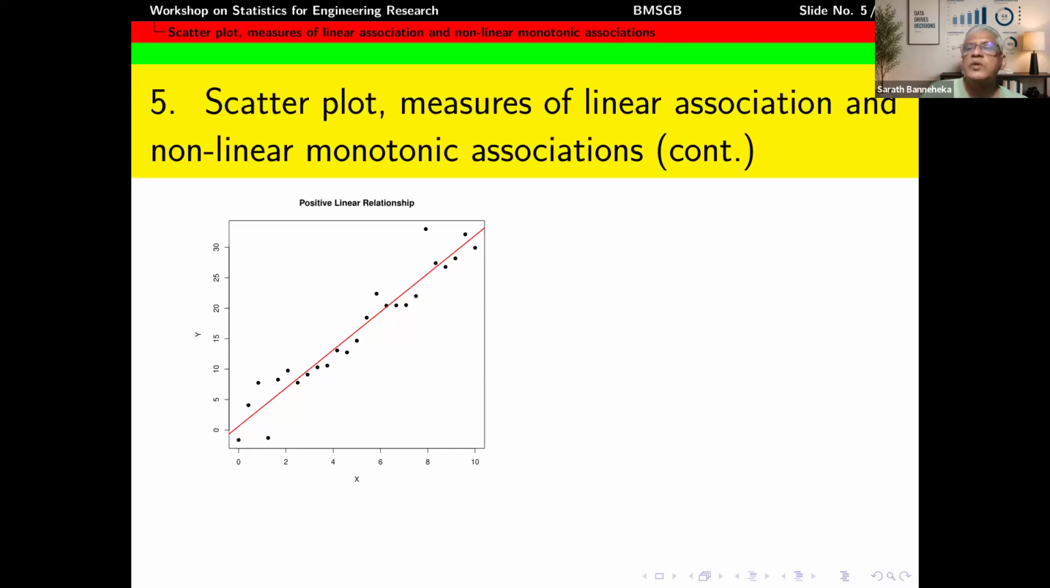Therefore, it's better to use some numerical measure to get some idea about the strength of the linear relationship, whether the points are close to the line or far apart. So we will later talk about some measures of the strength of the relationship, especially when there is some evidence of a linear relationship. So this is one possible situation. Using the graph, we can say there is some evidence of a positive linear relationship.